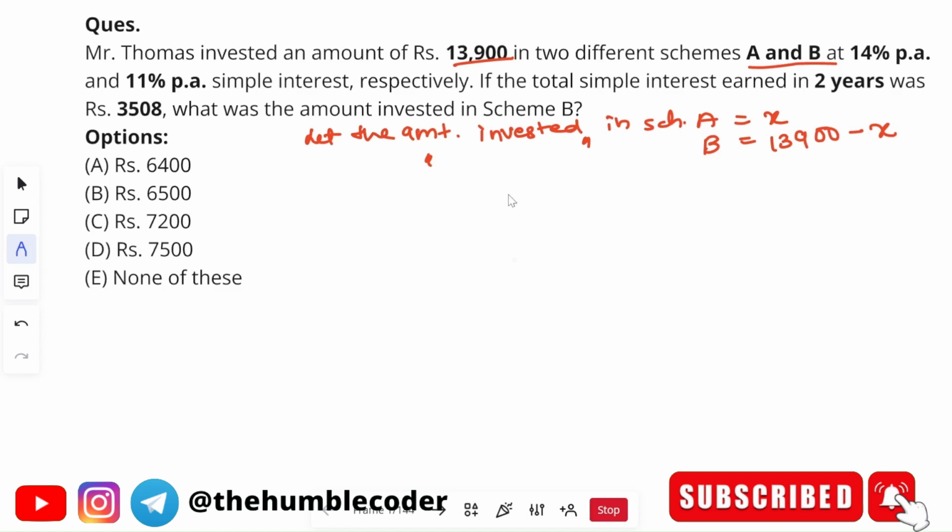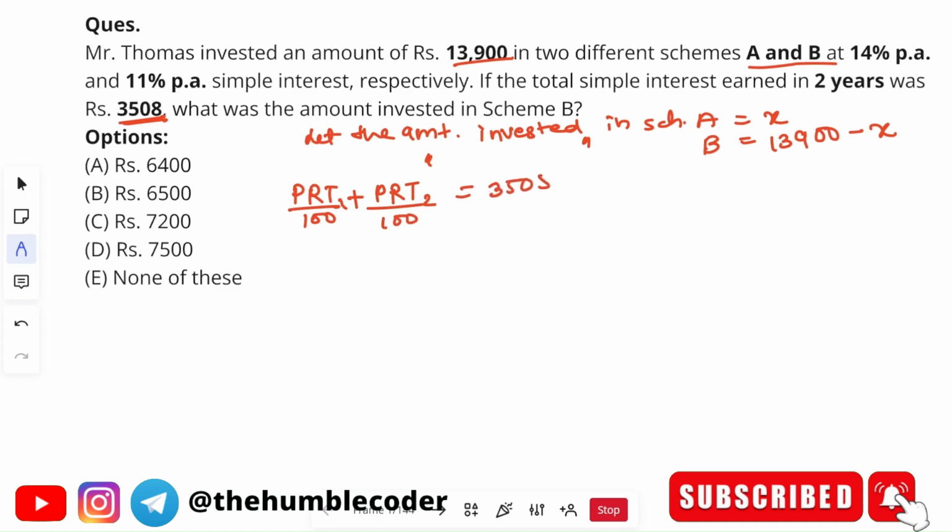Okay, see, let's try to solve this. What is told is that the simple interest earned in 2 years is 3,508. This simple interest is combined for both. So you know the formula, right? PRT by 100 plus PRT by 100. This is for the first one, this is for the second one, right? And then this will sum up to 3,508.